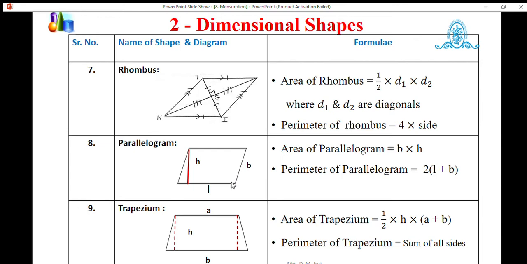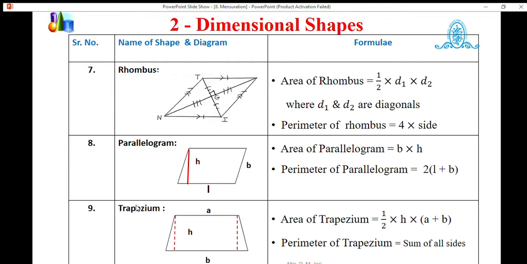It is base B into H, this length, height. The perimeter of a parallelogram is obtained by using the formula 2 times (L plus B). Parallel sides are the same. This is L, so this one is again L. B, this side is again B.